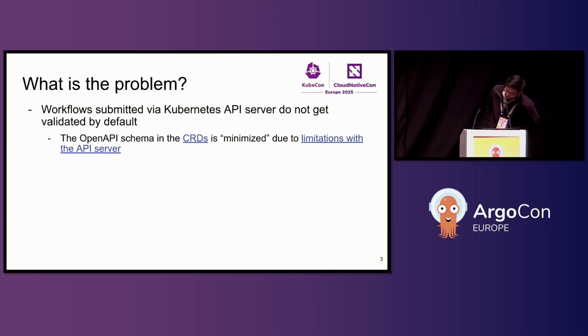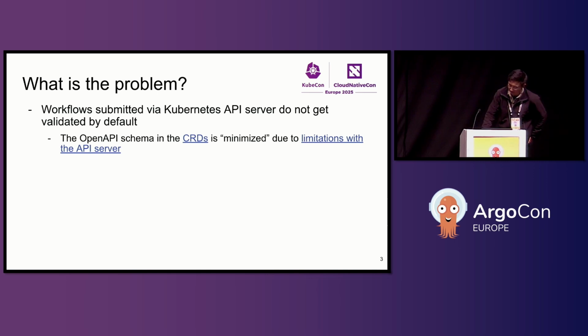So the problem statement here is that workflows submitted via the Kubernetes API server don't get validated by default. Usually there is this field in the CRD called OpenAPI Schema. I can't remember the exact name of the field, but it does the regular schema validation for your custom resources. But in Argo, the installation uses a minimized CRD, which basically just puts in some not very useful schema in the CRD. That's because there's a limitation with the API server about the size of the CRD.